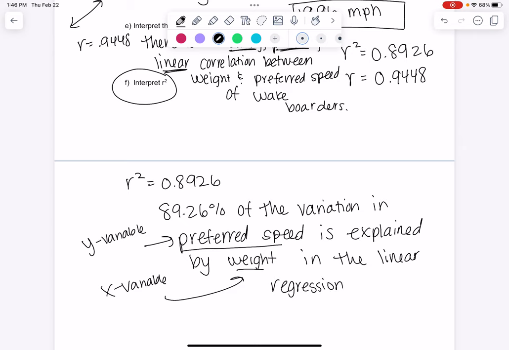And so that's a good fit. 0% means weight isn't really have anything to do with speed. 89% means the weight is affecting the preferred speed a lot. And if you've ever wakeboarded, it should kind of make sense. Like the heavier you are, maybe it is a little bit easier to go a little faster.